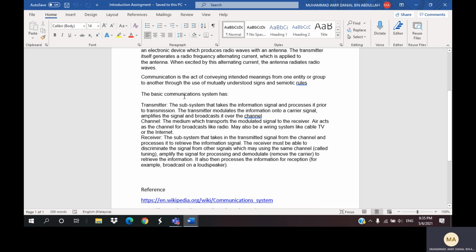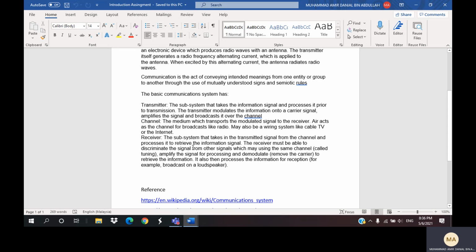The basic communication system has a transmitter, the subsystem that takes the information signal and processes it prior to transmission. The transmitter modulates the information onto a carrier signal, amplifies the signal, and broadcasts it over the channel. Second, channel. Channel is the medium which transports the modulated signal to the receiver and acts as the channel for broadcast like radio, may also be a wiring system like cable, TV, or the internet.